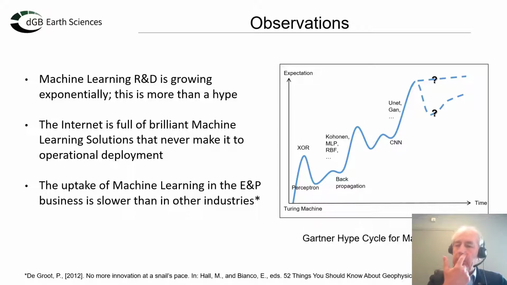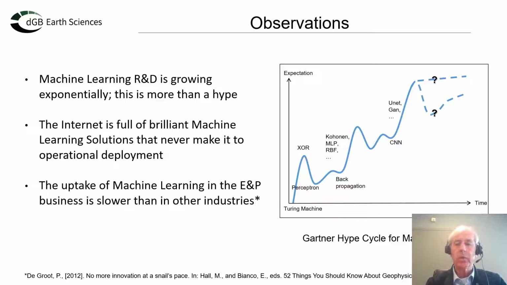One thing I should have mentioned in this last cycle is that the acceleration in this cycle is really fueled by the open source nature of the solutions, the libraries that we use for machine learning. Say Keras, TensorFlow, Scikit-learn, PyTorch, these are all open source libraries, and that really has helped the acceleration. And if we look at our own industry, the E&P industry, then we see that the uptake is not as fast as in other industries.